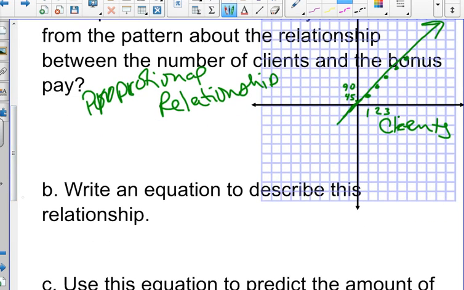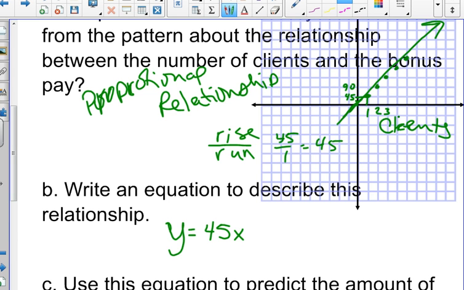Okay, write an equation that describes this relationship. So our equation is f of x or y is equal to, what is our number of proportionality? Well, it's 1 to 45. So it's 45, it goes up 45 each time, and x. This is just our rise over run. We went up 45 and we went over 1. So our rise was 45 over 1, which is 45. So that's our 45x. Alright, so that was the equation.